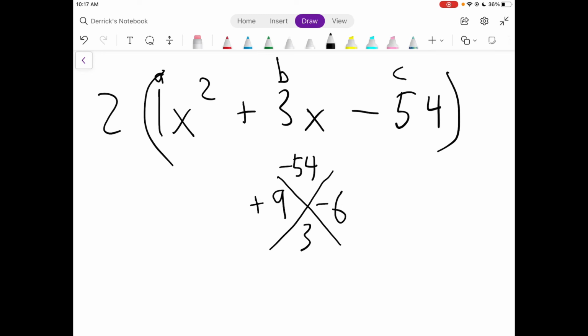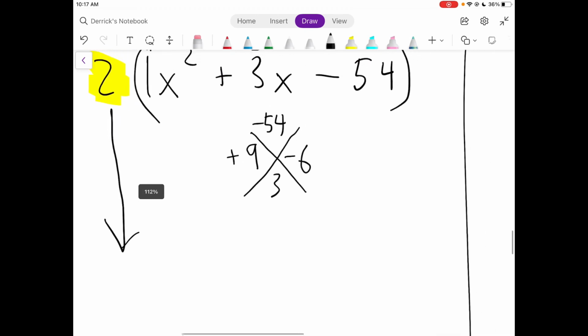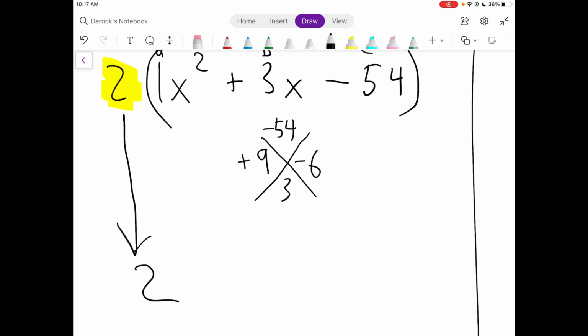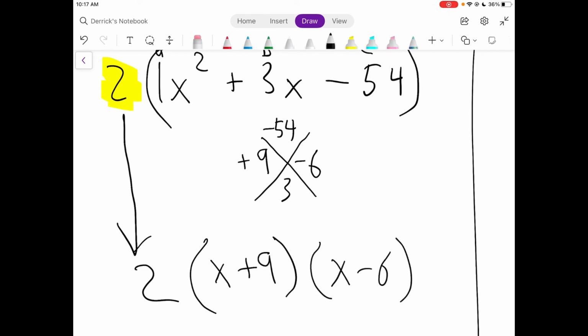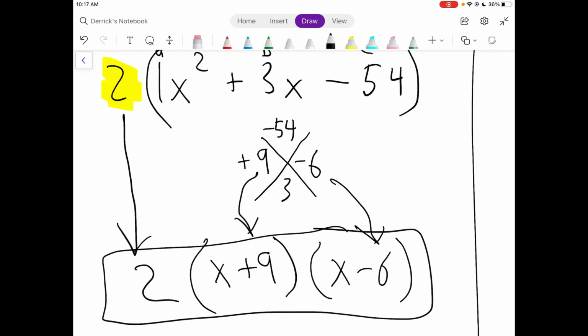So the important thing here is that we still remember that we did pull this 2 out to begin with. We did GCF factor this 2 out. That needs to be part of our final answer. So we have 2, and then we also have x plus 9 and x minus 6 that we got from our x method. That would be your complete final answer for this.